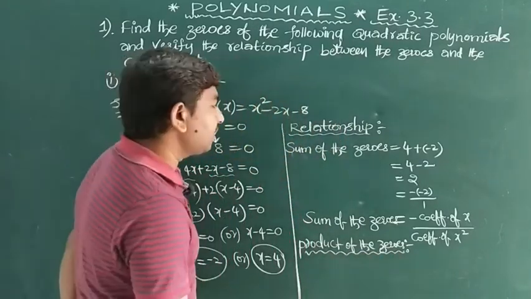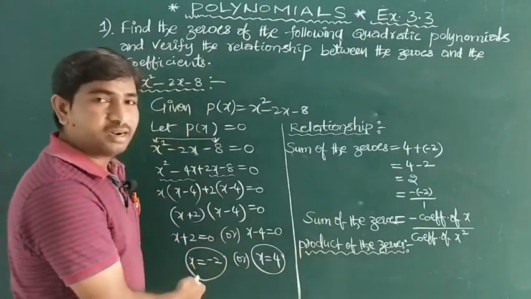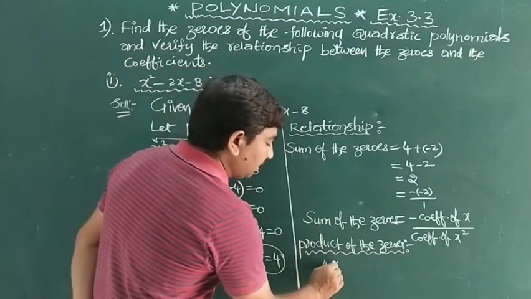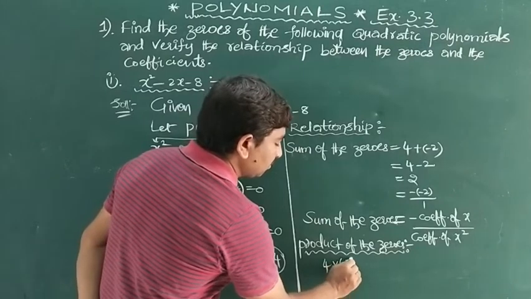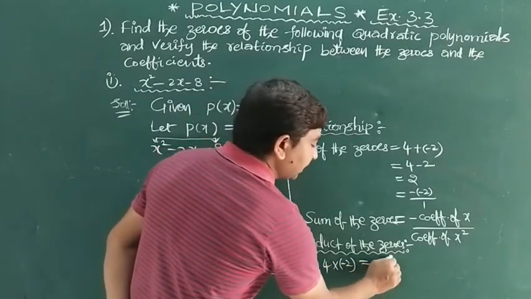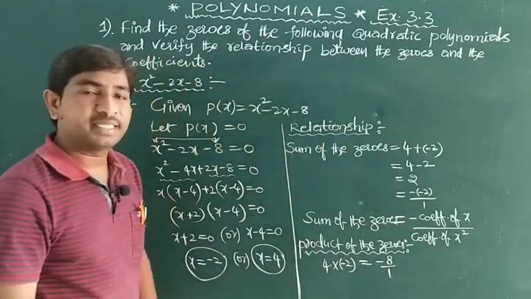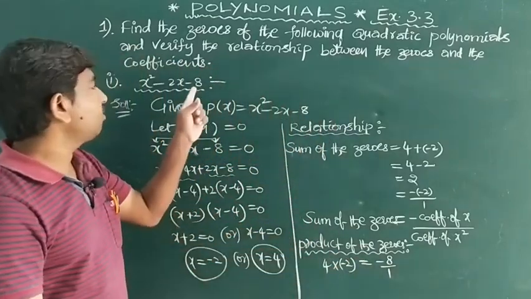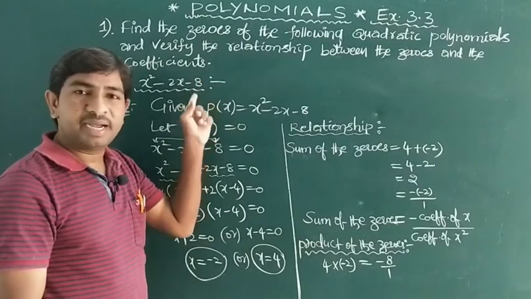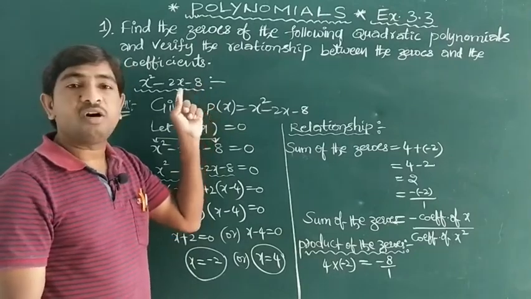Product of the zeros. The given two zeros are 4 and minus 2. So 4 into minus 2 is equal to minus 8. This minus 8 can be written as minus 8 by 1. What is minus 8 according to the given question? This minus 8 is the constant term.